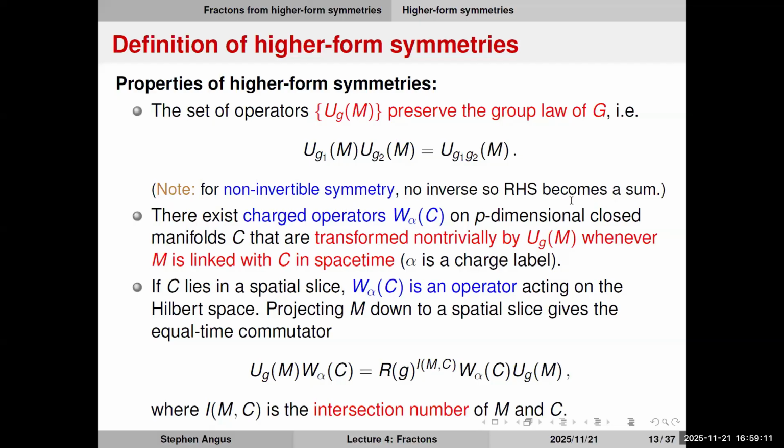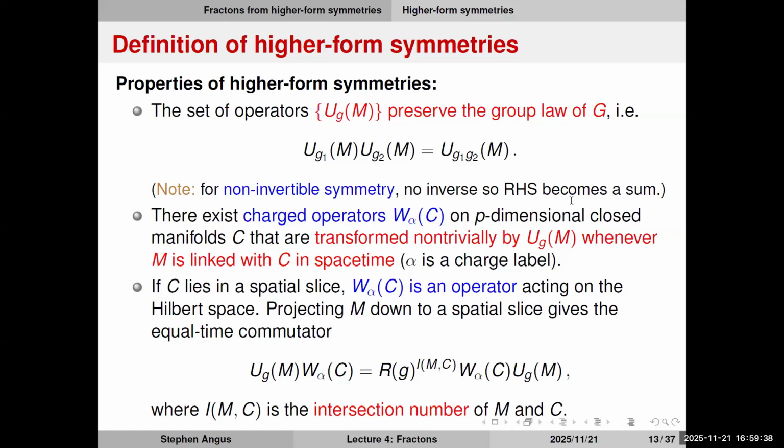So what are the essential properties of higher form symmetries? How do we define them? One thing is that the set of these topological operators U has to preserve the group law of the symmetry group G. So U(g1) times U(g2) should be equal to U(g1 g2).